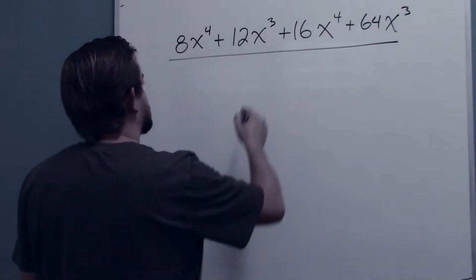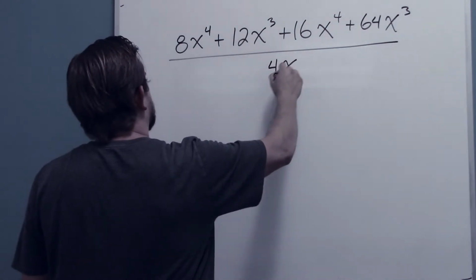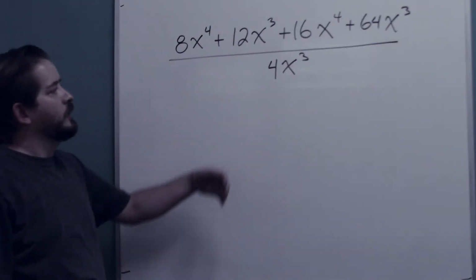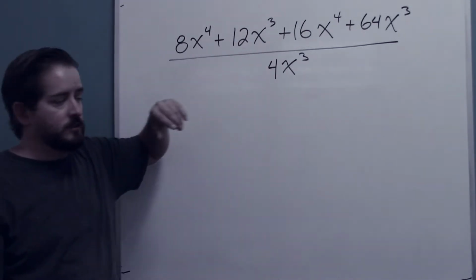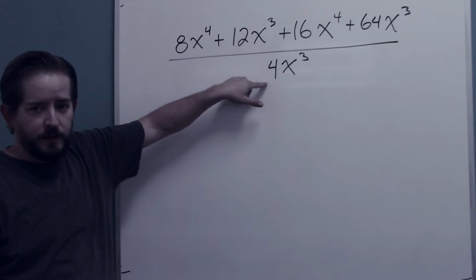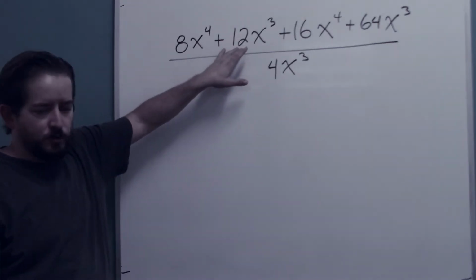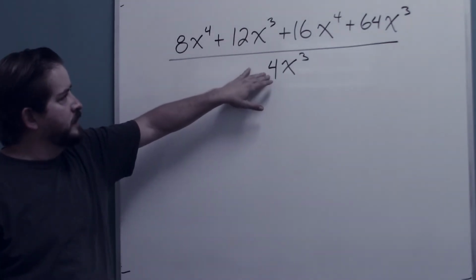Let's say that expression divided by 4x to the 3rd. Oh yeah, I don't have to rewrite this every time to know that I can just treat each of these individually. So I can take 8x to the 4th and divide it by 4x to the 3rd, and then move on to 12x to the 3rd divided by 4x to the 3rd.